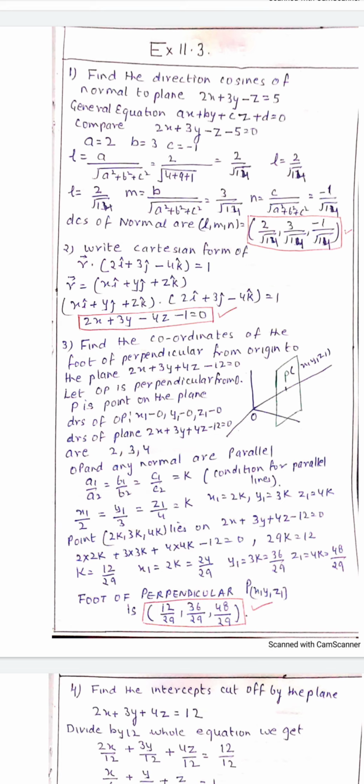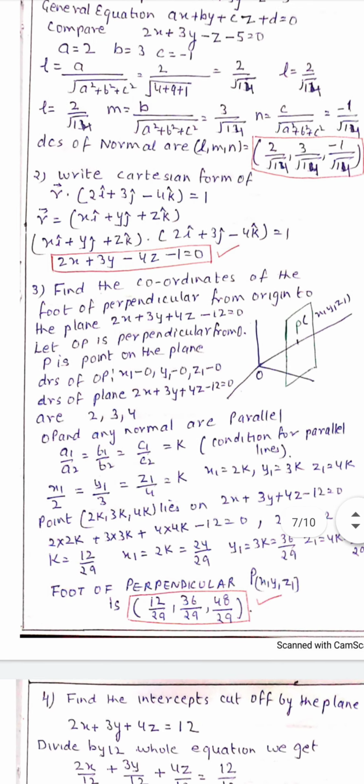Let OP be the perpendicular from O. P is a point on the plane. Then the direction ratios of OP are x1 minus 0, y1 minus 0, z1 minus 0. Direction ratios of the normal to the plane: normal can be any perpendicular line on the plane. As we have done in question number 1, the DRs of the normal, comparing with 2x plus 3y plus 4z minus 12 equal to 0, are 2, 3 and 4, as you can see.